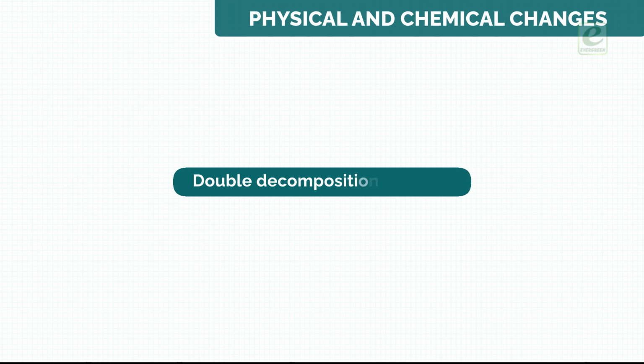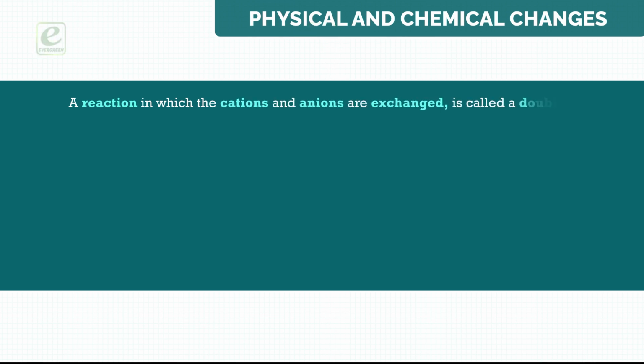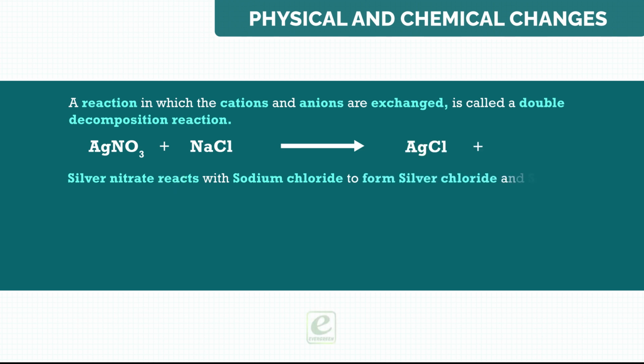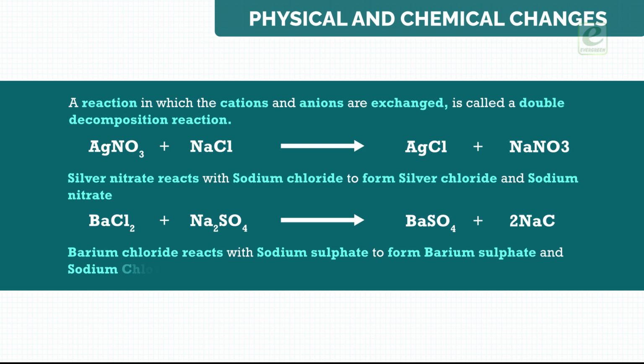Double decomposition reactions. A reaction in which the cations and anions are exchanged is called a double decomposition reaction. Silver nitrate reacts with sodium chloride to form silver chloride and sodium nitrate. Barium chloride reacts with sodium sulfate to form barium sulfate and sodium chloride.